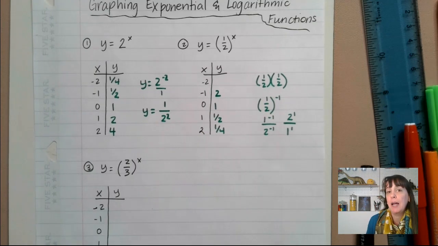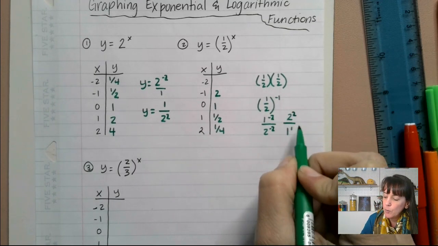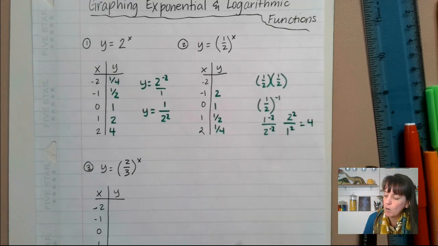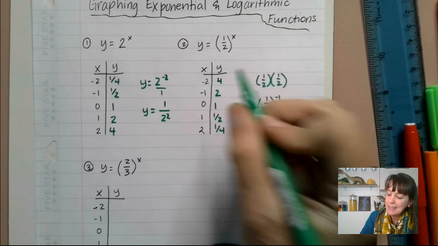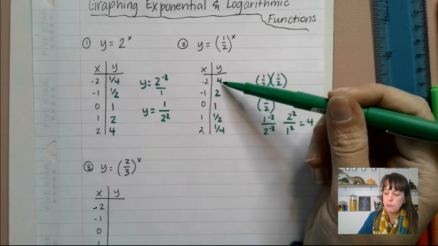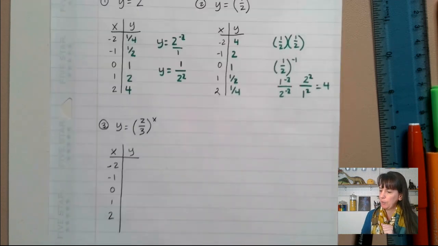Same thing is going to apply with our -2. -2, -2, 2 and 2. That gives us 4 because 1 squared is just 1 over 1. So again, look at that pattern. 1, 2, 4, 1, 1/2, 1/4. That pattern's looking pretty good now.